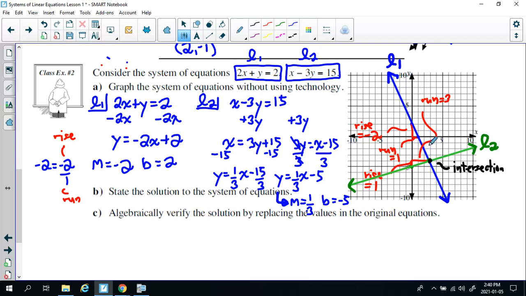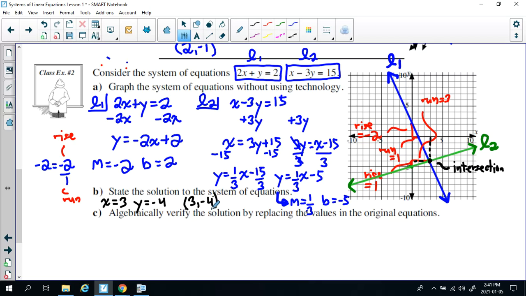Okay, so what are the coordinates of this intersection point? Well, if we look here, this would hit the x-axis at, looks like +3. So I could say x is equal to 3. And then the y-axis, it goes across here. Looks like it hits it at -4. So you have y would be equal to -4. And you could also state the solution as an ordered pair, in which case it would be (3, -4).